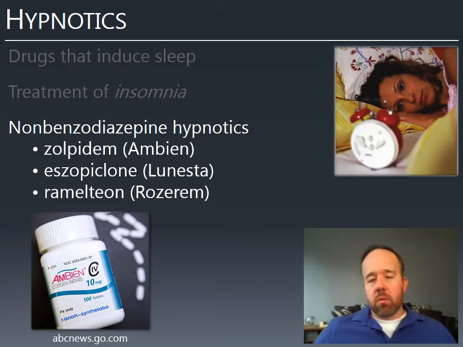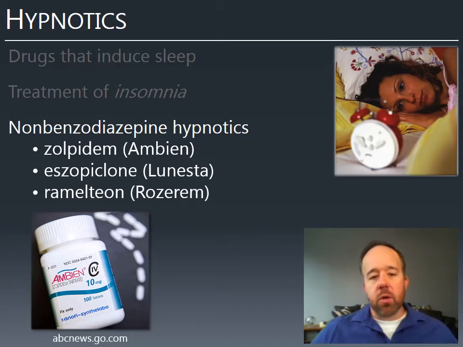Finally, there's Ramelteon, which is marketed as Rozerem, and this is actually a different class of drug altogether. It's still a depressant. It helps you go to sleep, but doesn't act through the GABA system of neurons. It actually works through a neurotransmitter called melatonin, which you may have heard of. So Rozerem is a melatonin mimic. And the way it works is melatonin is a neurotransmitter that's thought to regulate sleep and wake cycles.